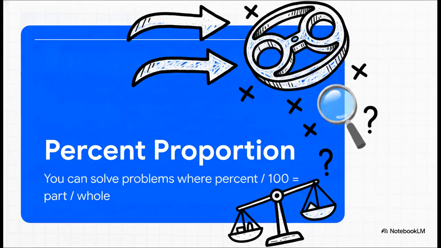A percent over 100 equals the part over the whole. Remember, any two equivalent ratios make a proportion. So if you have any two of these numbers, the percent, the part, or the whole, you can set up this proportion and just use cross multiplication to solve for whatever unknown x you're looking for.